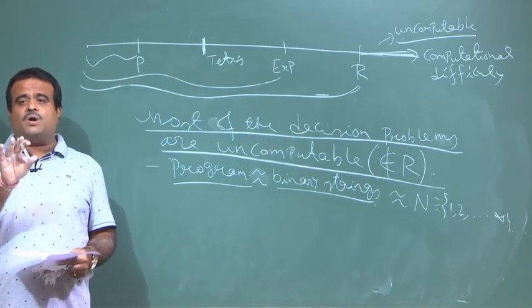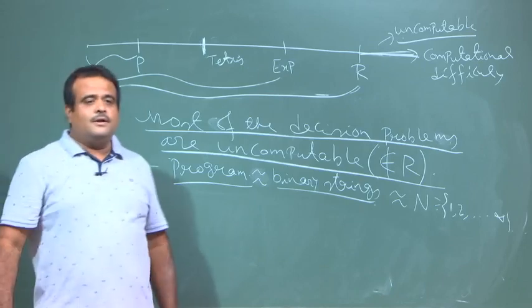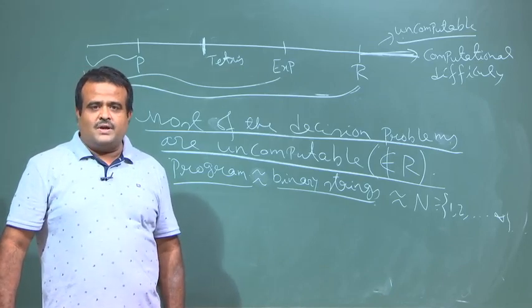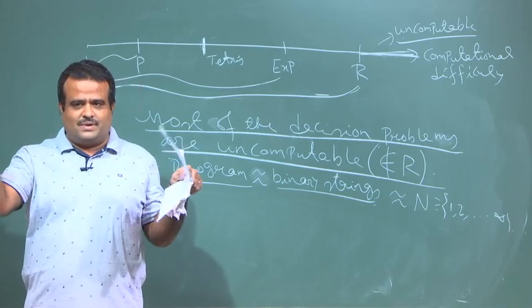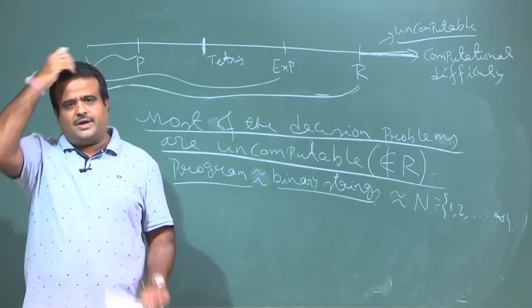So every program is converted into a natural number. If we have a program, it is basically a natural number; there is a one-to-one correspondence.